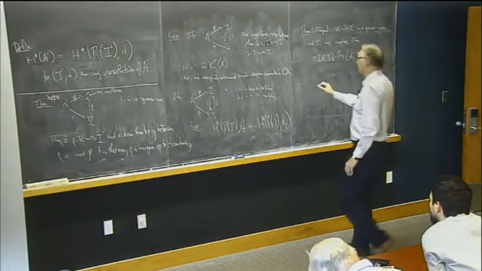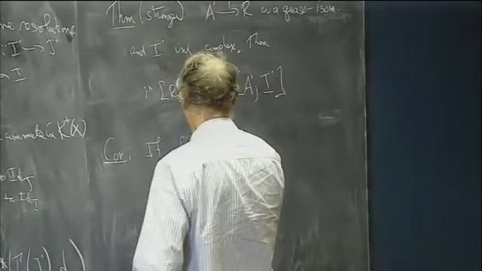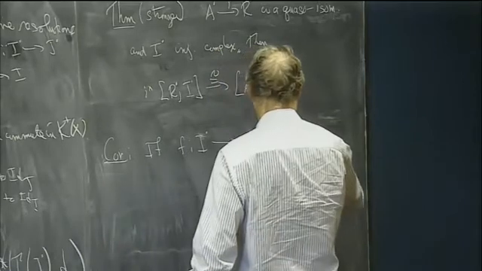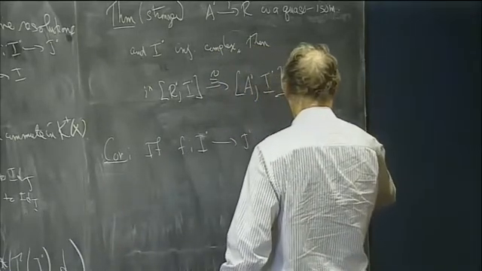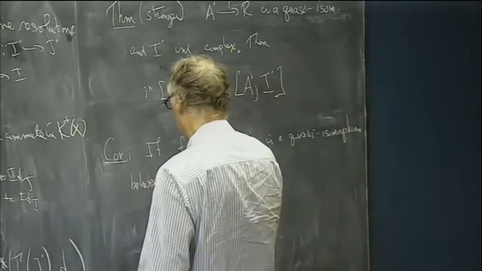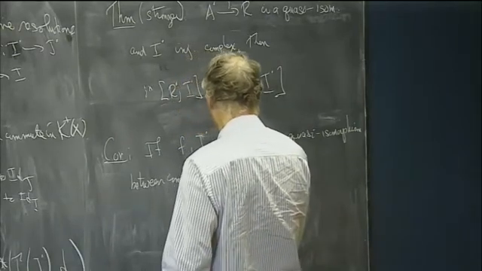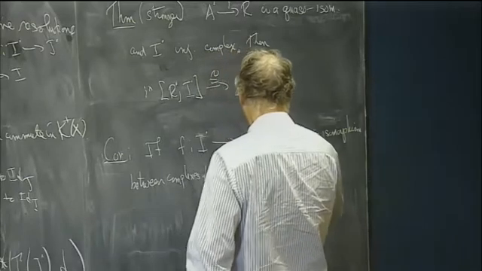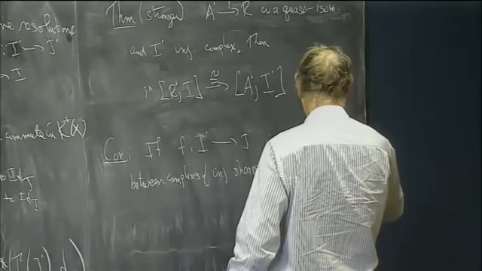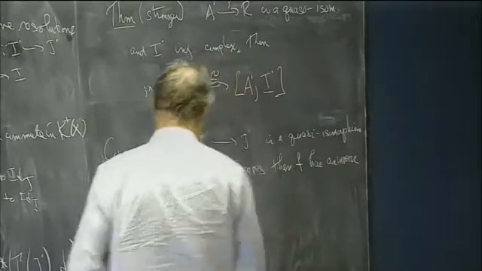Okay. Actually, a corollary of this theorem is that if F mapping I to J is a quasi-isomorphism between complexes of injective sheaves, then F has an inverse in K plus of X. So these are sheaves bounded below.